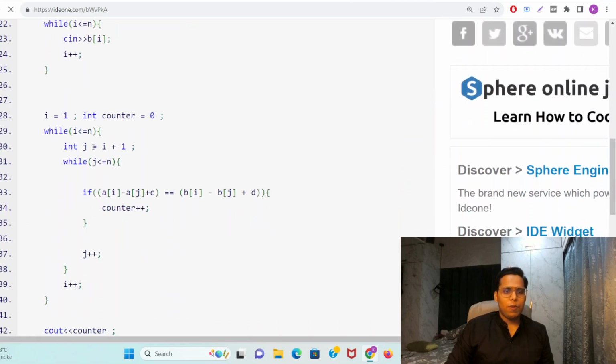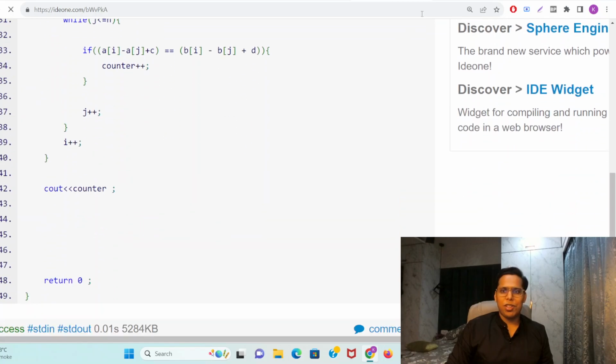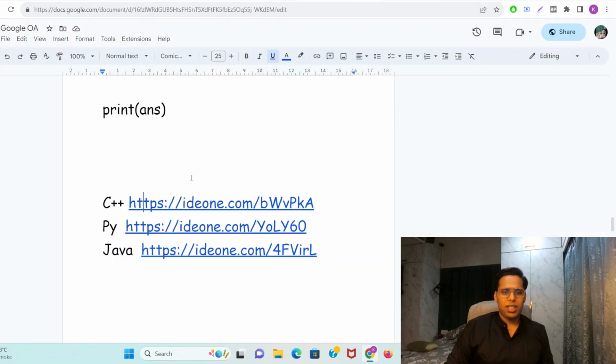Okay. My i going from 1 to n. j is i plus 1. j is going from i plus 1 to n. If the condition is satisfied, counter plus plus. Job is done. Print the counter. Job is done. Awesome.